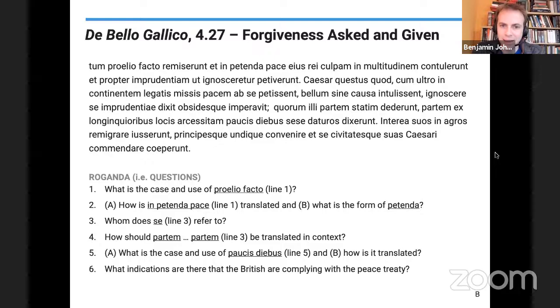Whom does se in line 3 refer to? So with se, I always say that to be alliterative, se is always the same as the subject here. So when you see a se, you should look for the subject, and it's the same one. And how should partem, and I think this should say line 4, be translated in context? So part probably isn't necessarily the best way of doing that there. 5, what is the case and use of paucis diebus, and how is it translated? And then 6, what indications are there that the British are complying with the peace treaty?